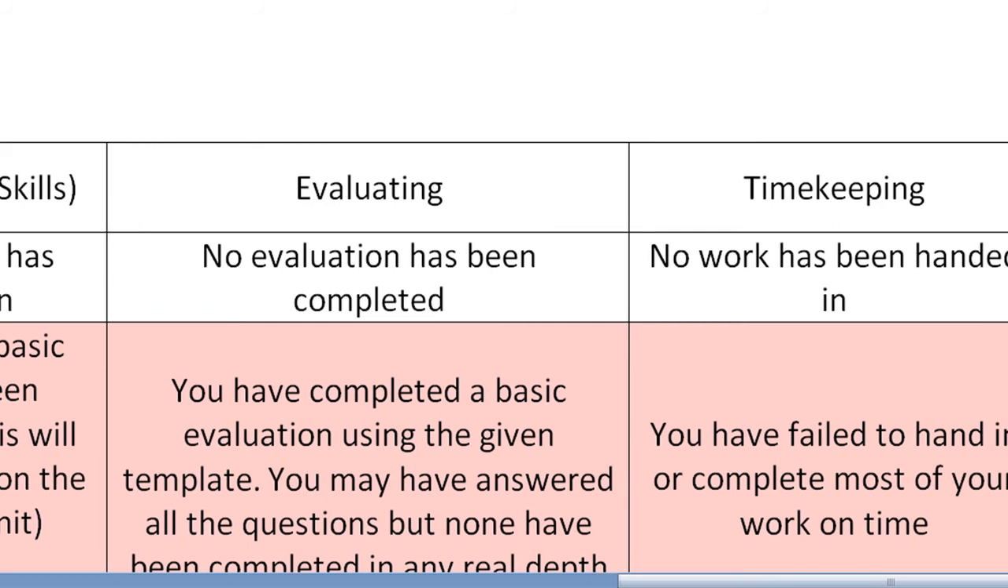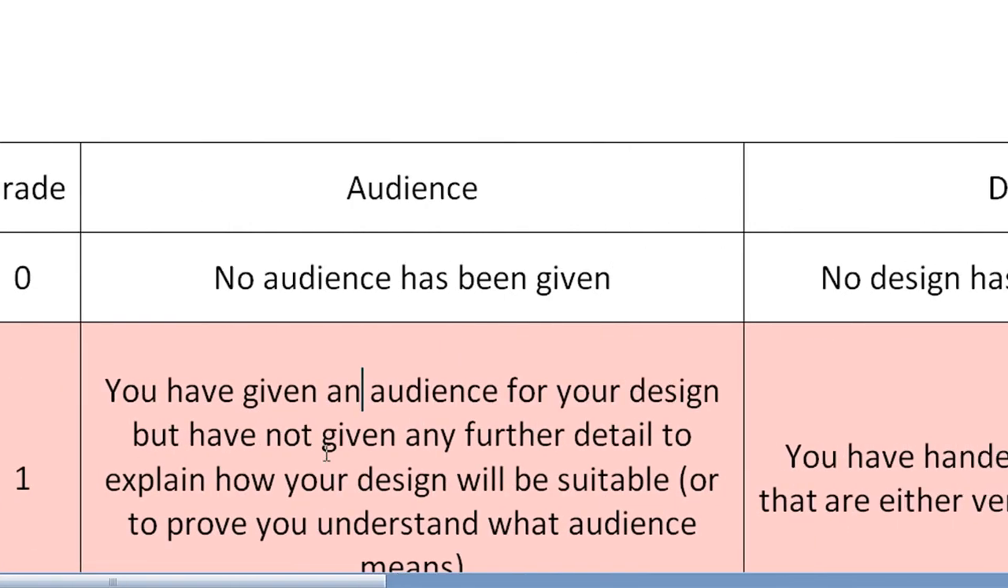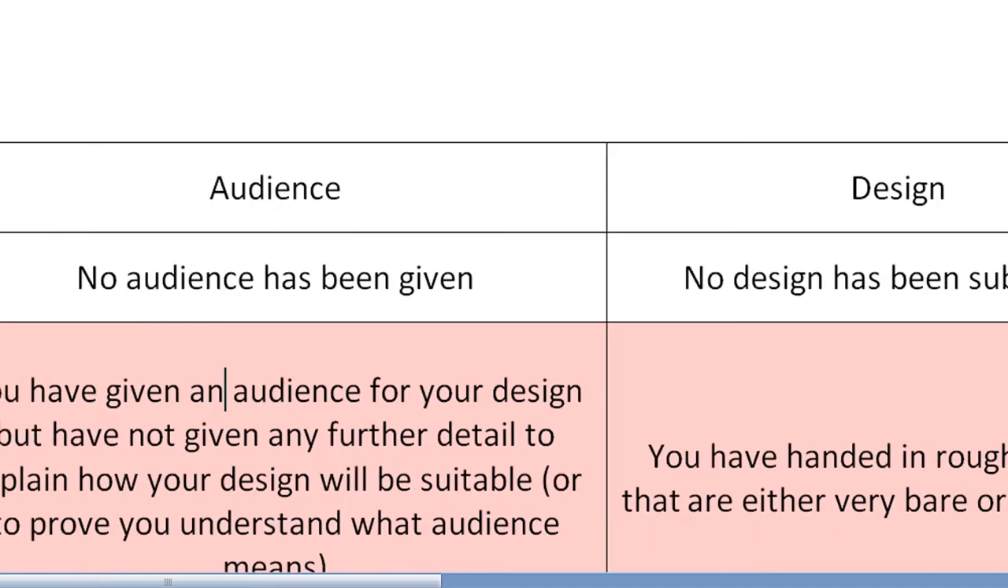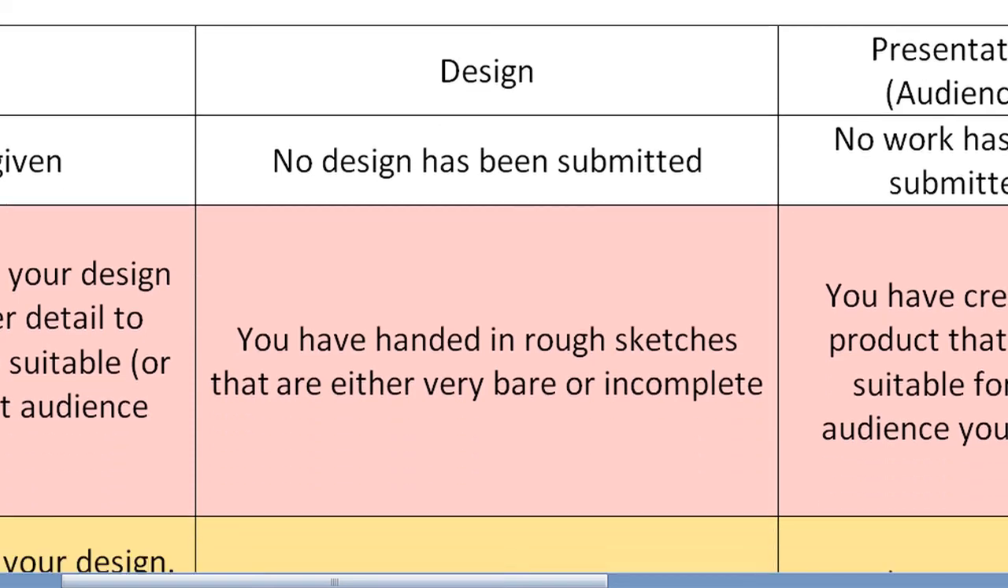So if we have a look at one of these sections, the idea behind the grid is that each level builds on the previous one, so that you can easily see as you go down a particular column how well you're achieving. And the idea is that every student should, using this grid, be able to work out how many points they're going to get in each category, and therefore how many points they're going to get overall and the grade that they're aiming for.